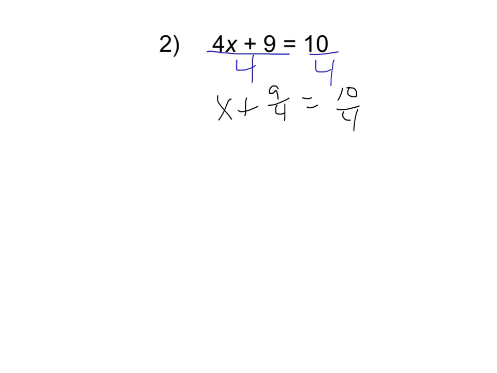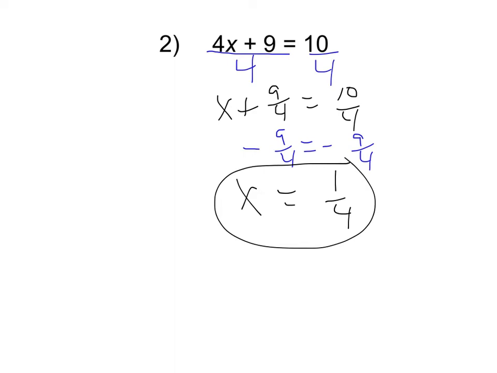I now have to undo the addition, which I undo by subtraction. So I'm subtracting this 9/4, which I don't really like, but that's what I have to deal with. And then once I'm done, I have x equals 1/4, which of course is the same as what you got last time. Why is that? Because it's the right answer. So it does work either way.